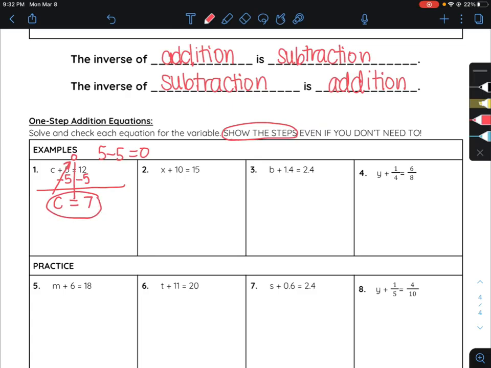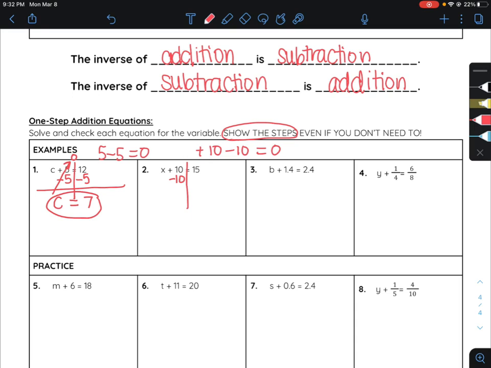Let's try number 2. Draw your line down through your equal sign. Look for your variable. I see x. What's happening to x is it's being added to a 10. The opposite of adding 10 would be to subtract 10. Why do we do that? Because if you add 10 and then you subtract 10, that turns into a 0.